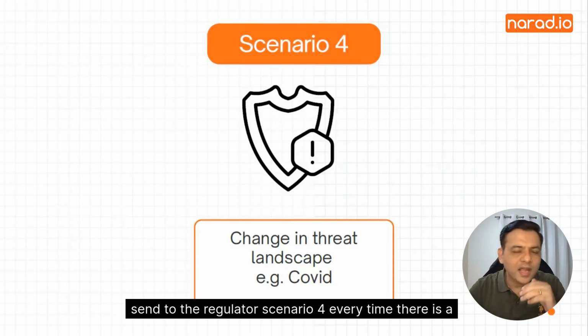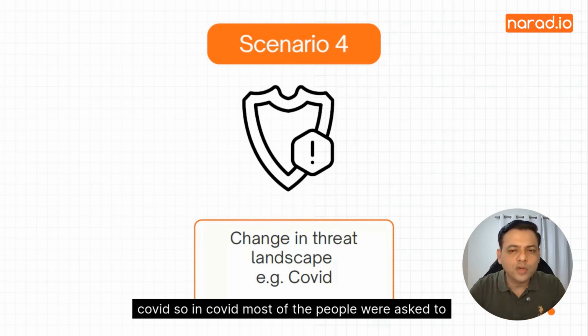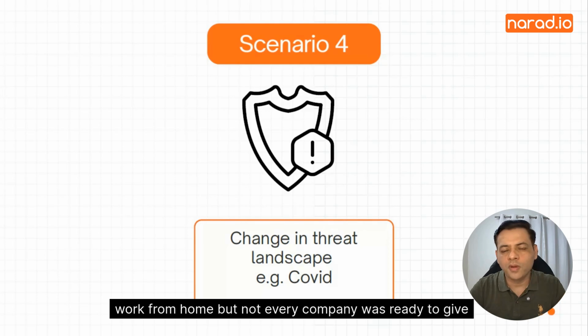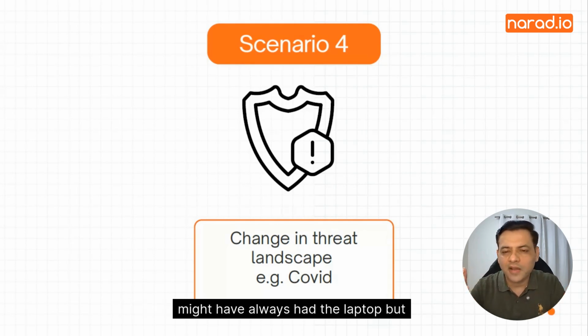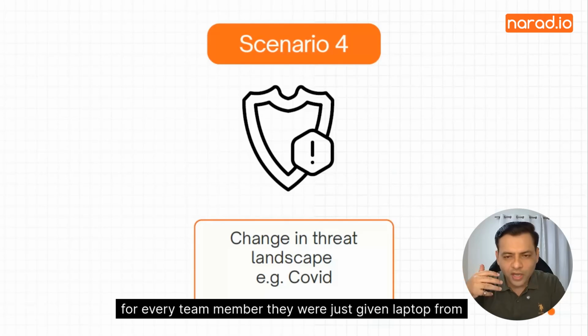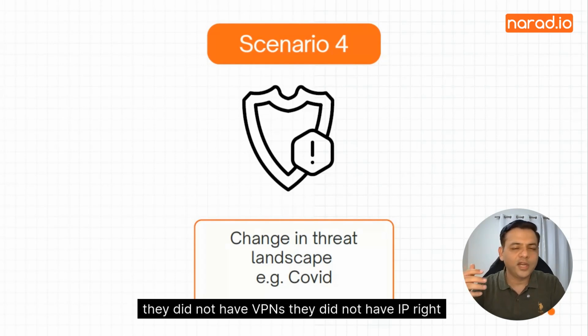Scenario 4: every time there is a change in the threat landscape. The classic example is COVID. In COVID, most of the people were asked to work from home, but not every company was ready to give staff work from home. A senior manager or sales team might have always had a laptop, but every other team member was just given a laptop off the shelf. These laptops were not secured enough. They did not have VPNs. They did not have IP whitelisting.